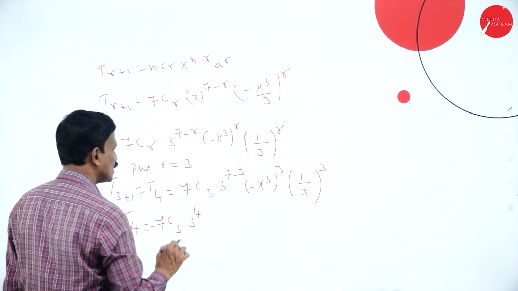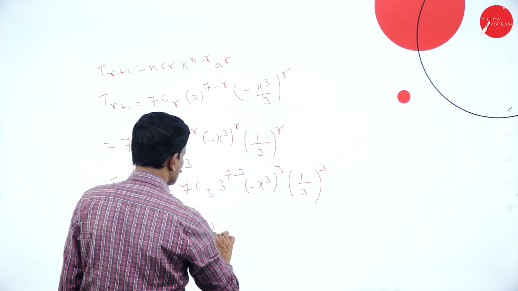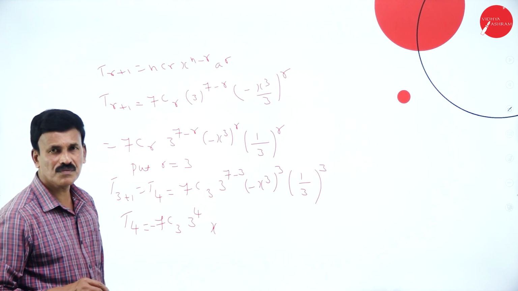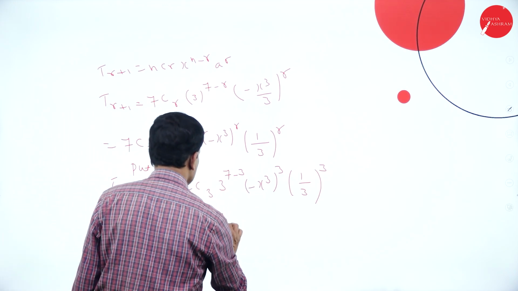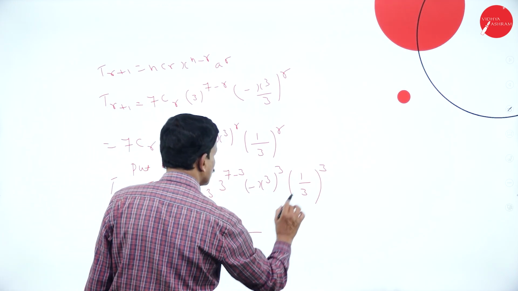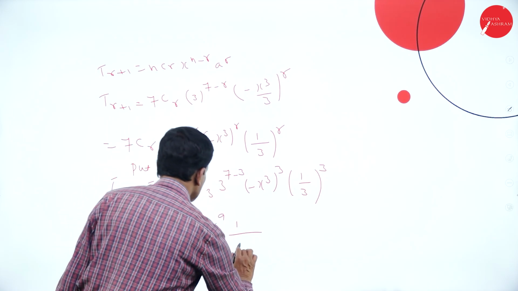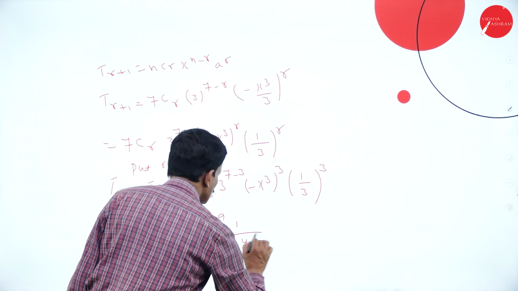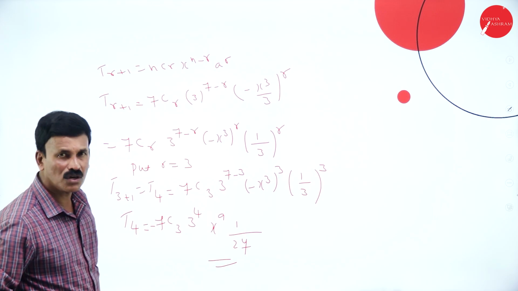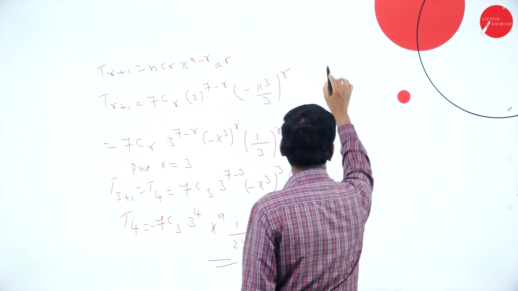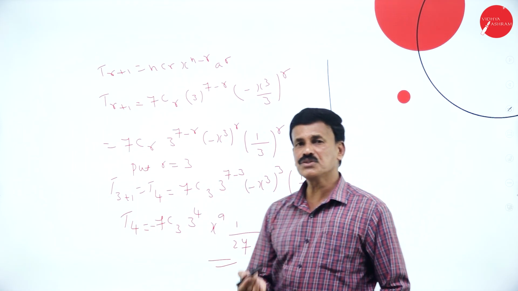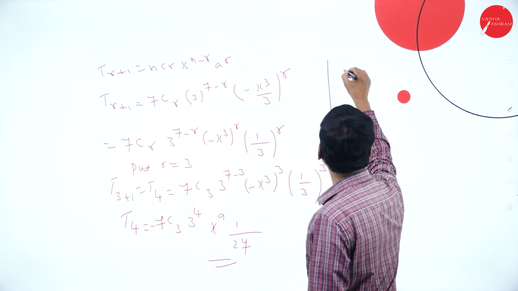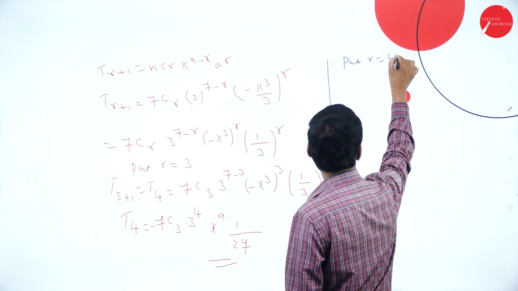becomes minus x cube. You know the law of indices, a to the power of m whole raised to n is a raised to mn. This is x to the power of 9 into 1 divided by 3 cube. 3 3 is 9, 9 3 is 27. This is the 4th term. Now, to find the 5th term, put r is equal to 4.